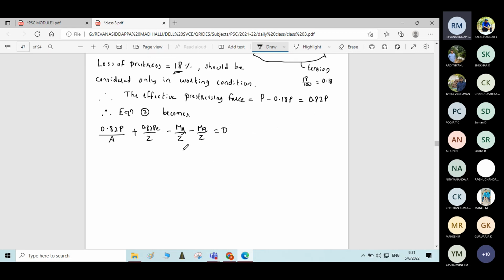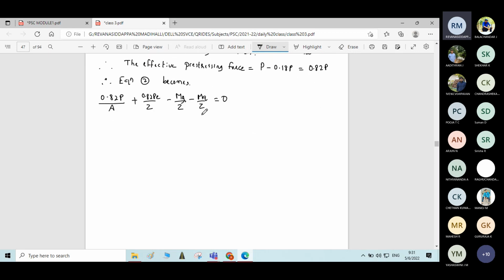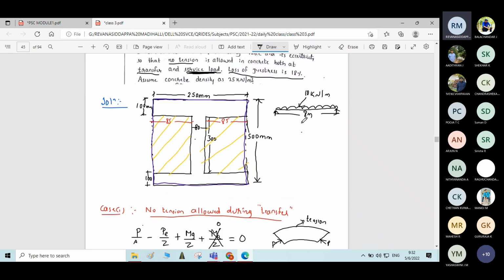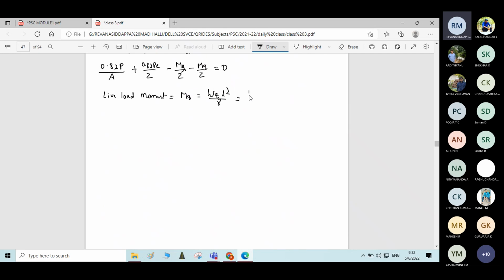Now, what is the next step? Just substituting all the values and getting one more equation. Here one more term is added, that is Mq by Z, where Mq is the moment due to live load, that you calculate initially and substitute all the values. Live load moment Mq is equal to wq L square by 8. wq is given, meaning the live load acting on the beam is given. How much is it given? 10 kilonewton per meter is the live load acting on the beam. This is wq. So 10 into 8 square by 8. 8 gets cancelled. You will get 80 kilonewton meter, or 80 into 10 power 6 Newton millimeter.